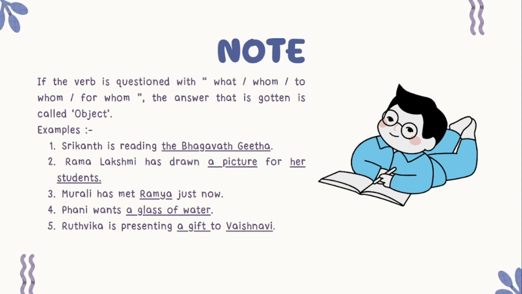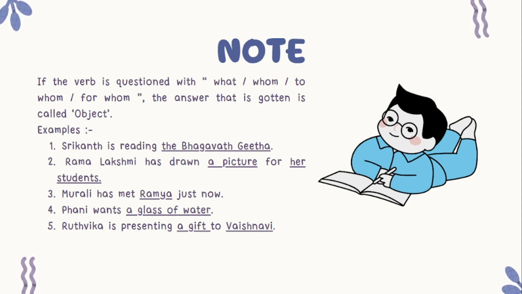Observe it. Objects are written after the main verb. In the first example, object is the Bhagavad Gita. It is written after the main verb reading. In the second example, objects, a picture, her students, both are objects. They are also written after the main verb drawn. In the third example also, the object Ramya is written after the main verb met.